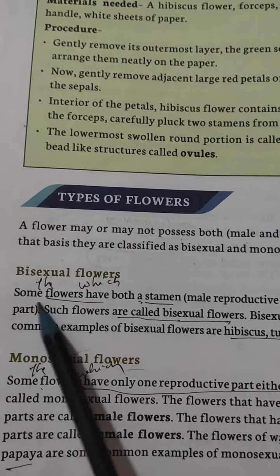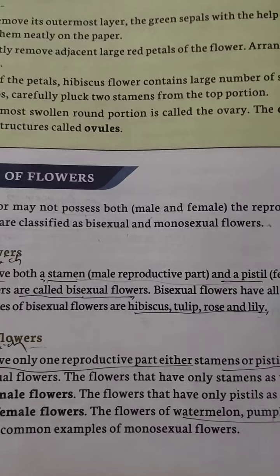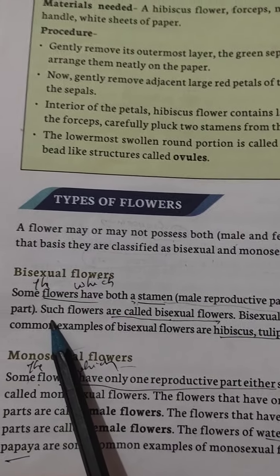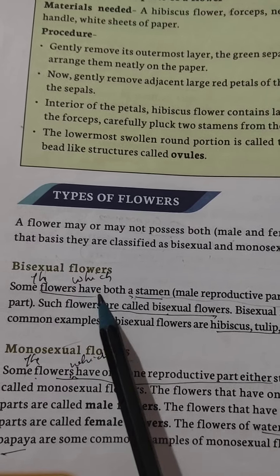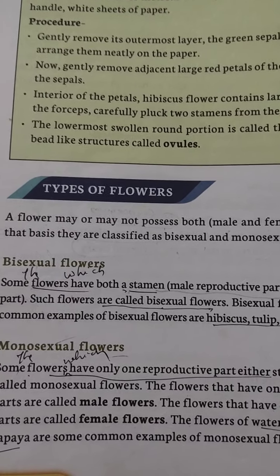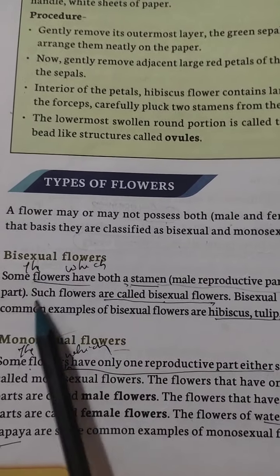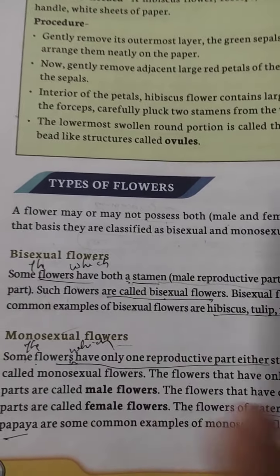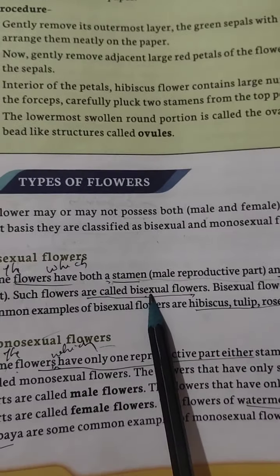First is the bisexual flowers. Some flowers have both stamen, that is the male reproductive part, and a pistil, that is the female reproductive part. Okay, कुछ फ्लावर्स ऐसे होते हैं जिनमें both male reproductive part, what was the male reproductive part? That was stamen, and the female reproductive part was pistil or carpel. तो दोनों जो है एक ही फ्लावर के अंदर प्रेजेंट हैं. Like you saw the diagram which was shown in the previous page, वहाँ पे दोनों androecium और gynoecium दोनों प्रेजेंट थे एक ही फ्लावर में. So that was a bisexual flower.